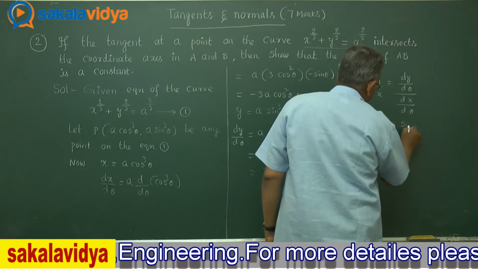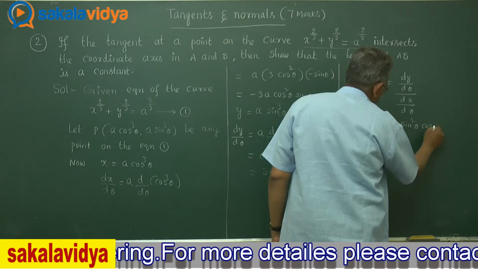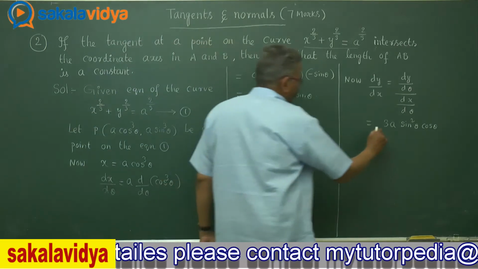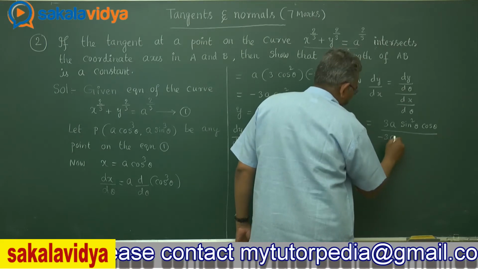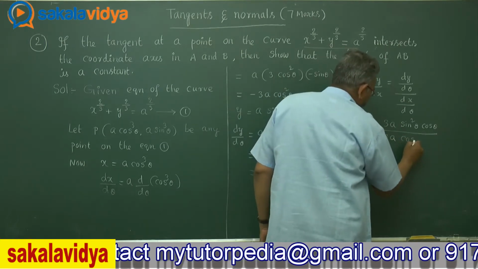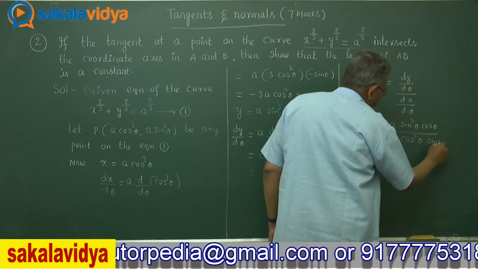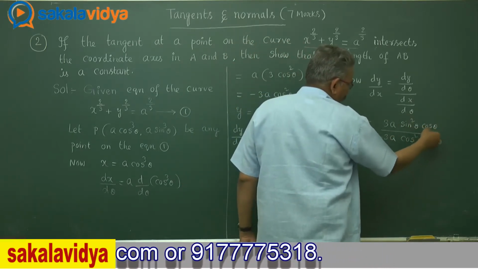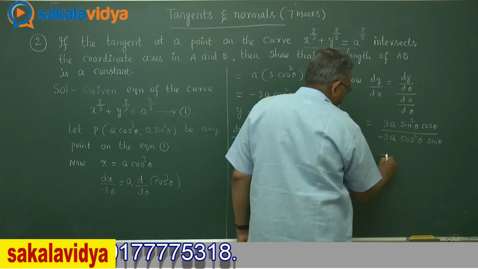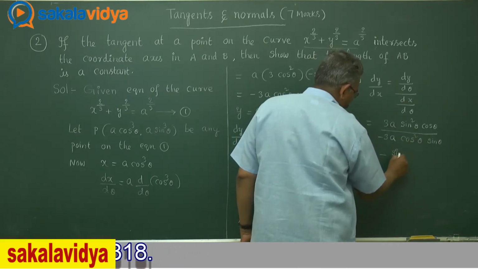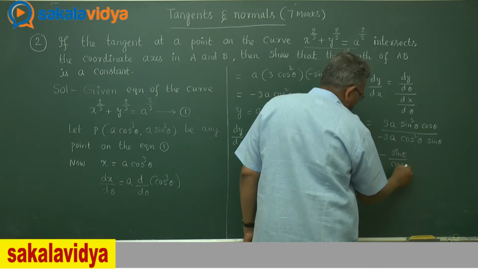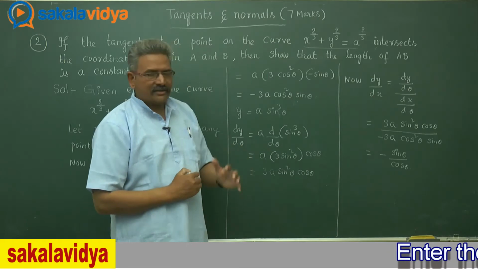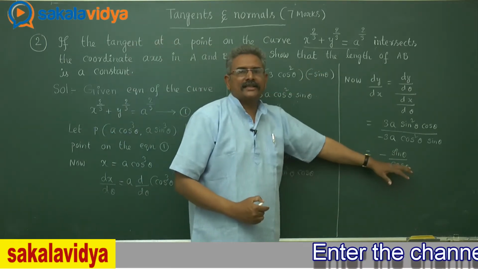So this equals 3a sin²θ cos θ divided by -3a cos²θ sin θ. Now let it be simplified. The 3a gets cancelled, and between sin θ and cos θ we get minus sin θ by cos θ. Basically sin θ by cos θ is tan θ, but for our convenience, keep dy/dx like this only: minus sin θ by cos θ.